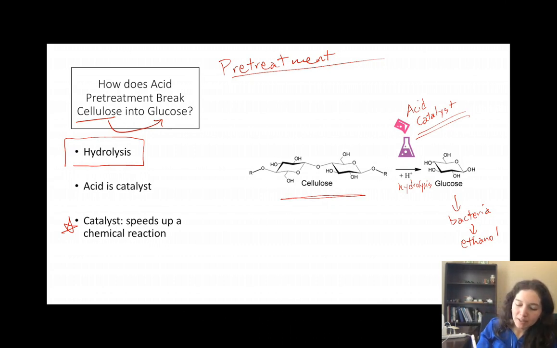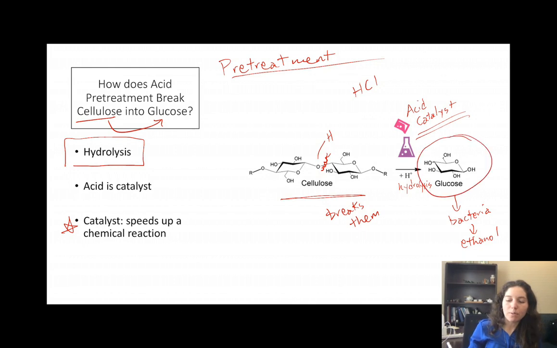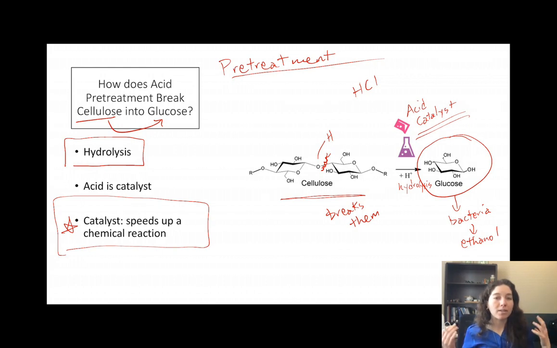And so what actually happens here is acids like HCl, which is oftentimes used, come in here and stick hydrogens on here. There's a chemical reaction that happens, and it breaks these molecules apart and splits them into individual glucose molecules. So this acid catalyst goes through this process called hydrolysis, which breaks down your cellulose into glucose, and it does it quickly so that the glucose can go to the bacteria, and the bacteria can eat it and turn it into ethanol as a fuel source for us to use.